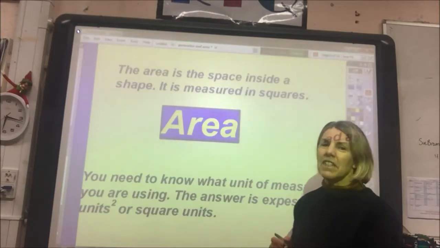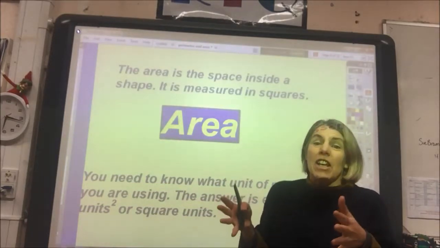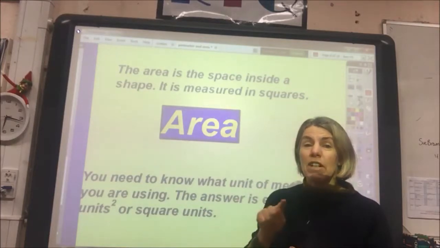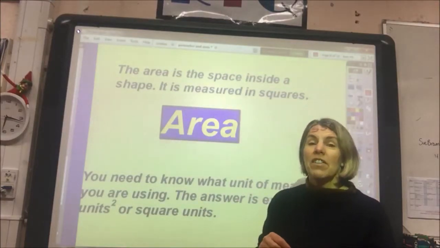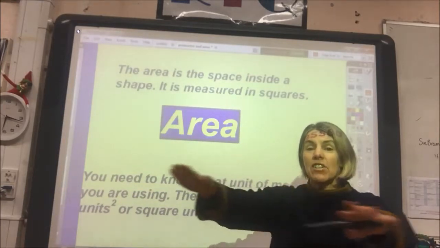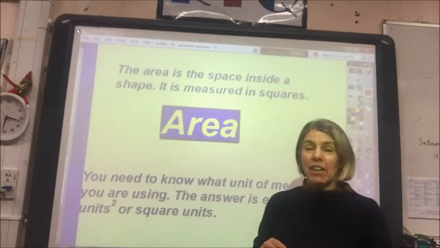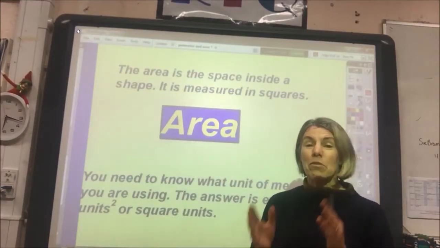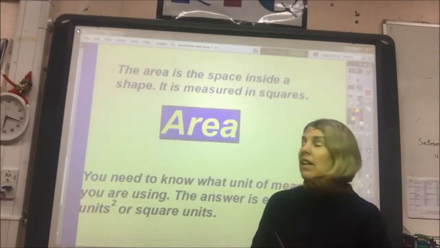Okay, so area is the space inside a shape. Perimeter is the space around the outside of the shape. Think of running your 1K a day laps. The area is the actual playground itself, the area within the shape. And when we're measuring area, we measure the whole thing by splitting it into imaginary squares.